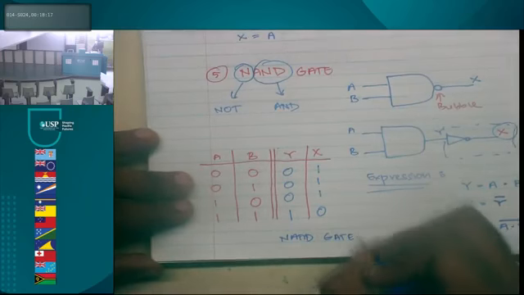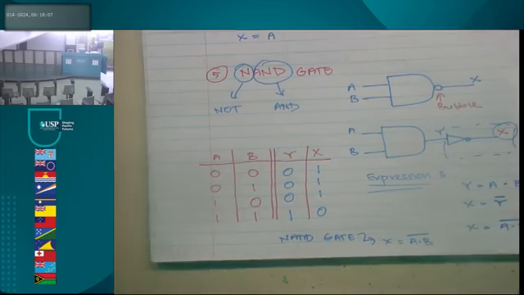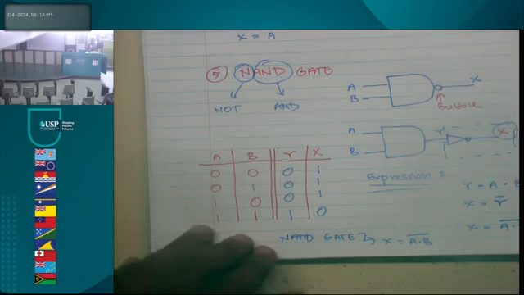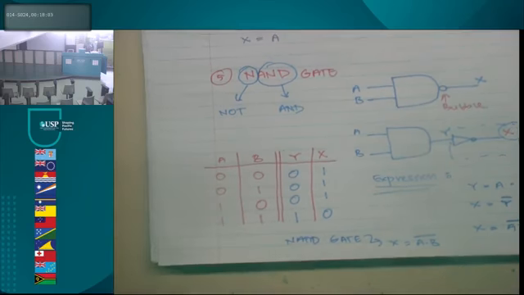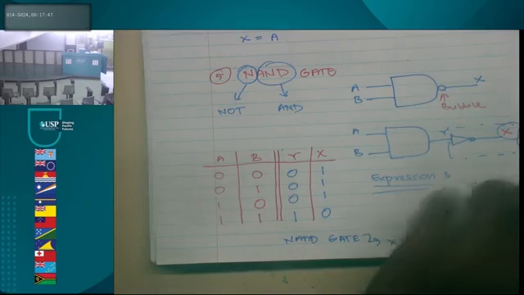The final expression for your NAND gate is X equals A and B with that bar on top, that basic notch. Hope you understand, okay? If you have any problems, you can put your hands up. All good? Would you like to move further? Okay.